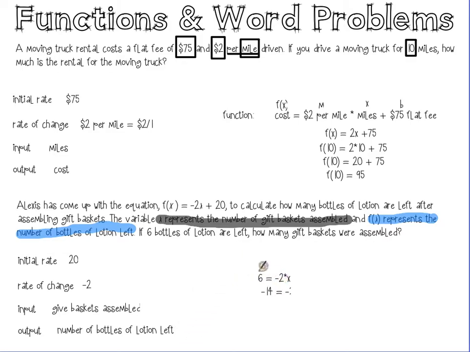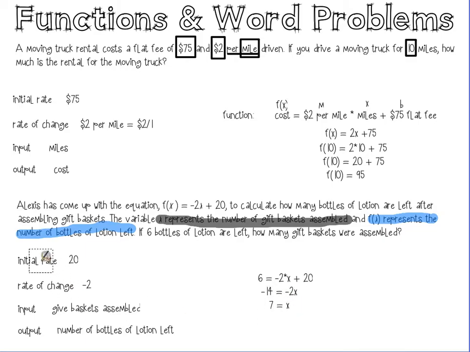So now I already know the function. They gave me the function. So this time though, they gave me that there are 6 bottles of lotion left. So that 6 has to go first because that's my output. And this time I'm actually looking for my input. So I have to look backwards. So here I have 6 is equal to -2 times x plus 20. I subtract 20 from both sides and I get -14 is equal to -2x. I divide both sides by -2 and I get x is equal to 7. So I know that 7 gift baskets were assembled if 6 bottles of lotion are left.